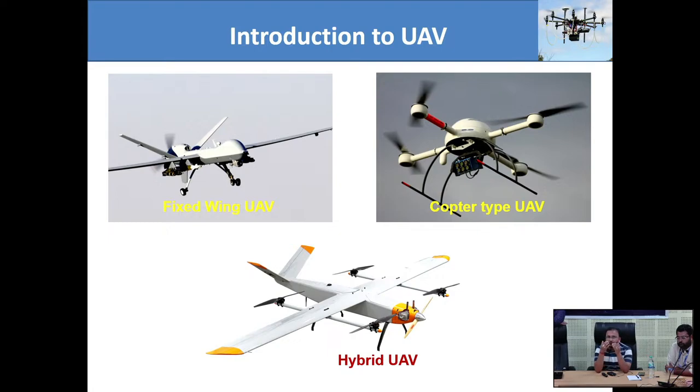To overcome this, or to put a balance between both of them, this hybrid configuration has come up. Now you do not require a runway, maybe a 4x4 meter place you can take off and land, and you can fly like a fixed wing after transition, and we call it transition and retransition. So it takes off like a copter, goes into transition and flies like a fixed wing, and during retransition it will come back and land like a copter. So this is the hybrid. But the disadvantage is the cost increases for hybrid.